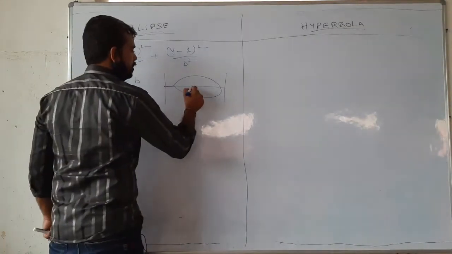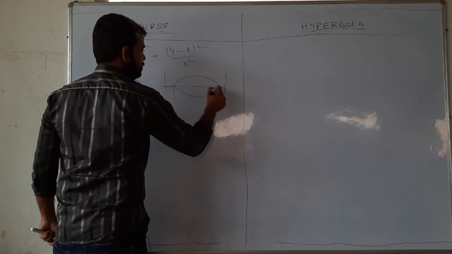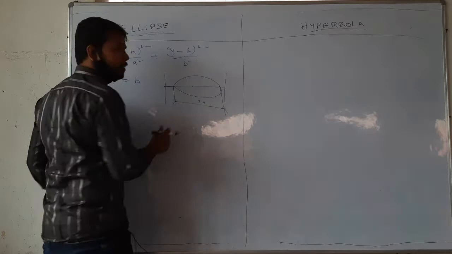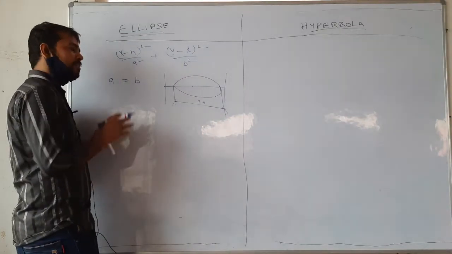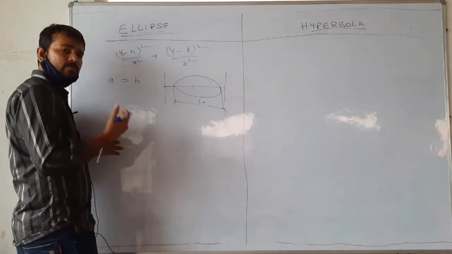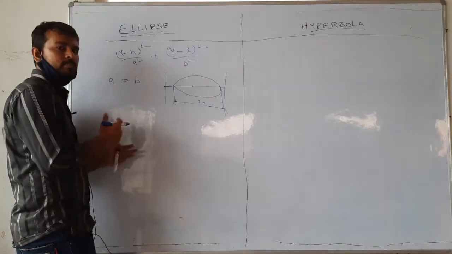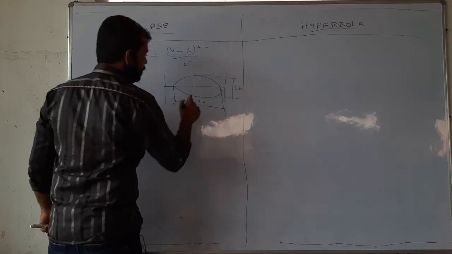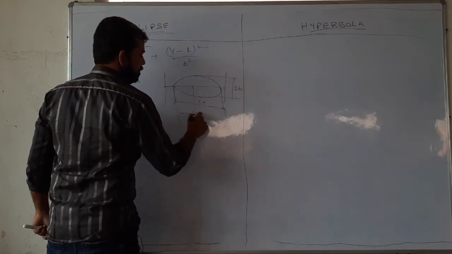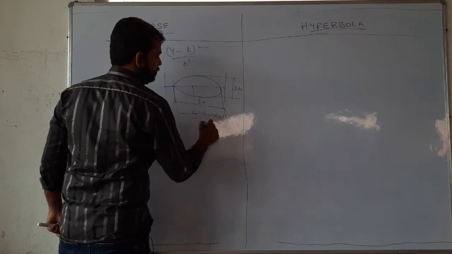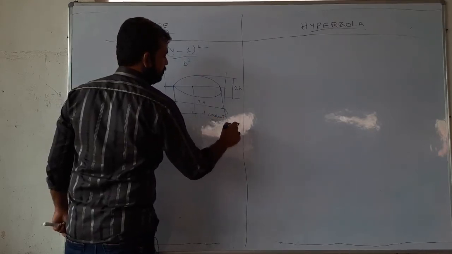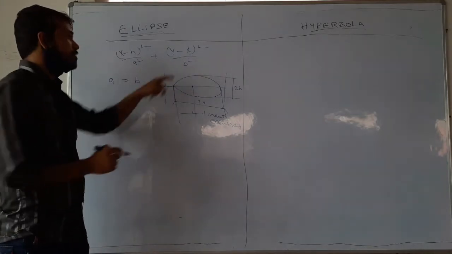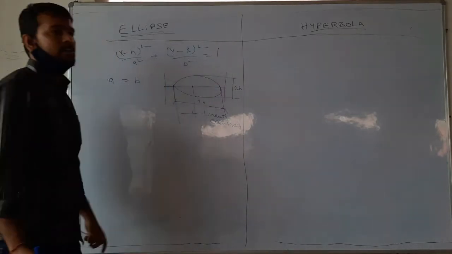Why? Because, see, this is the 2a. All these are mathematical concepts, but there is a chance of getting a question regarding this also, so that's why I'm just telling you. And this is 2b. And from here to here it is known as linear eccentricity. (x minus h) whole square by a square plus (y minus k) whole square by b square is equal to 1. This is the governing equation.